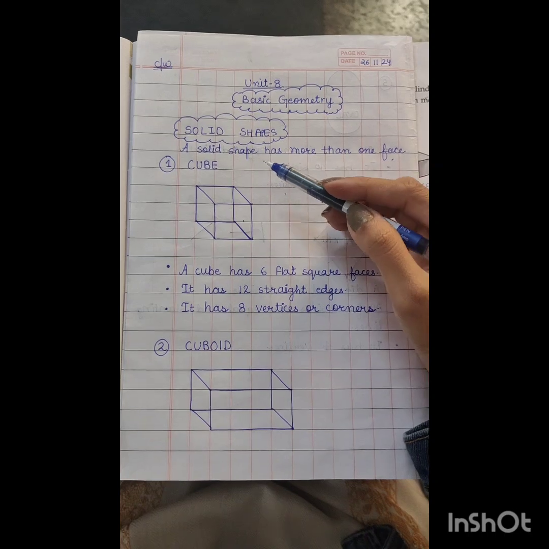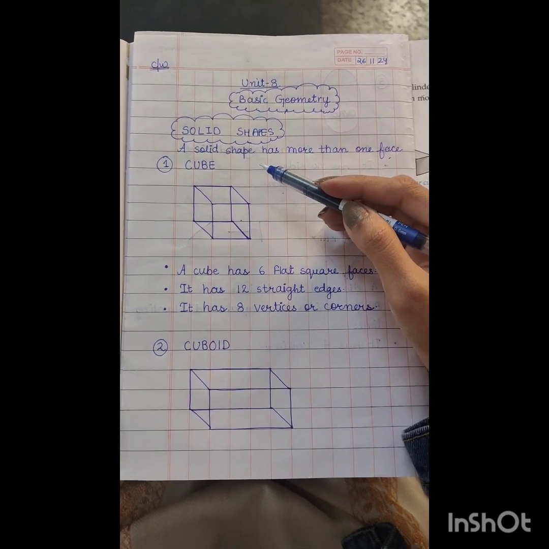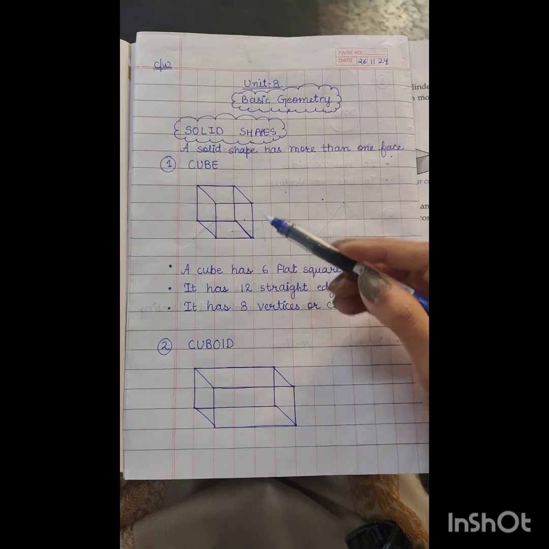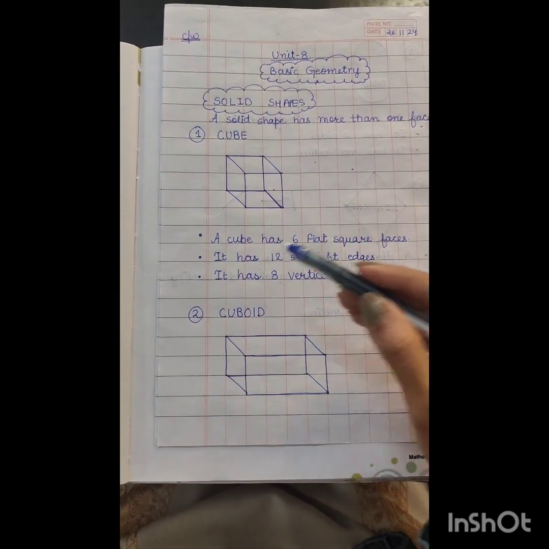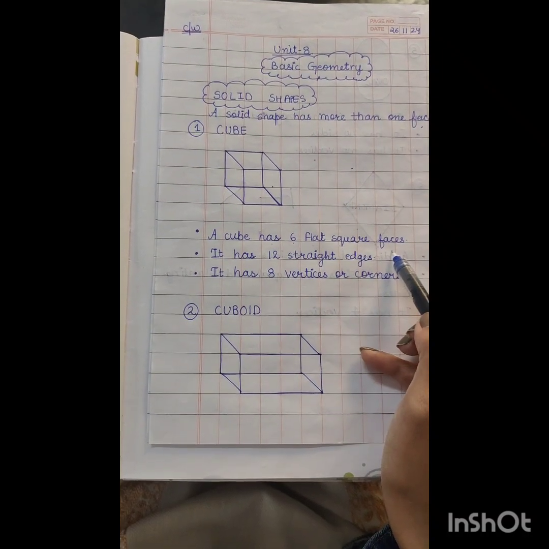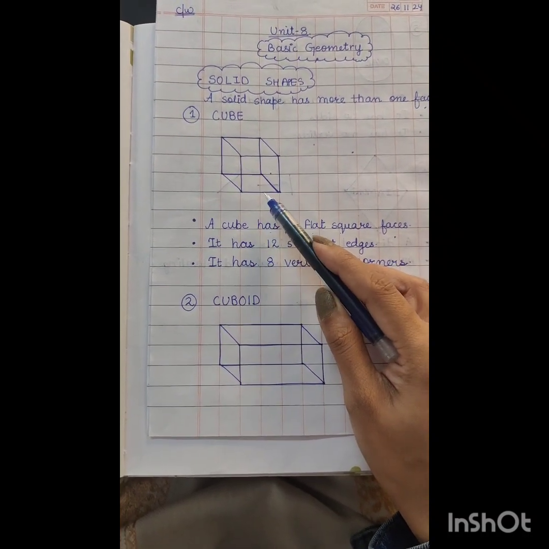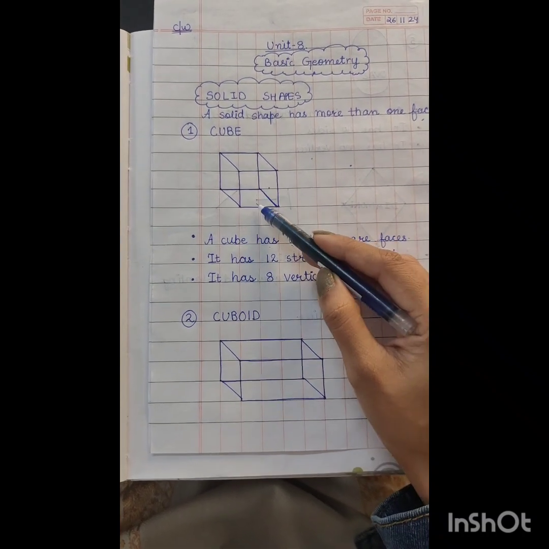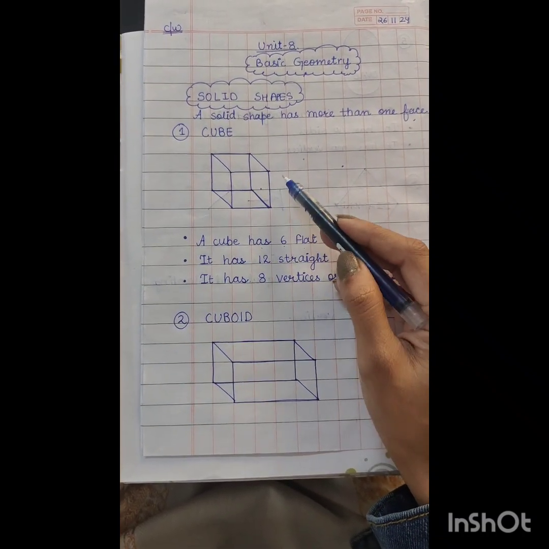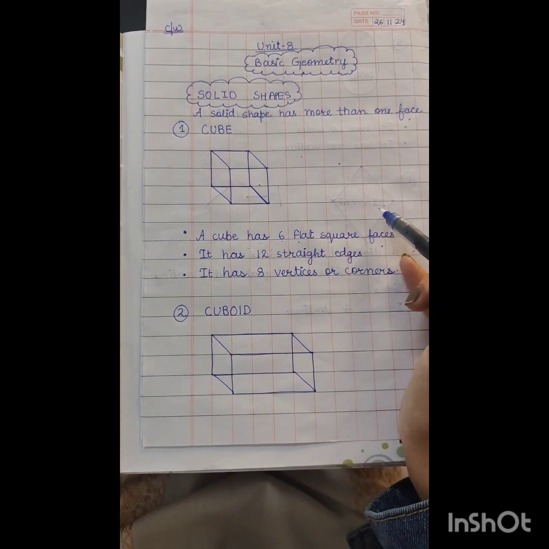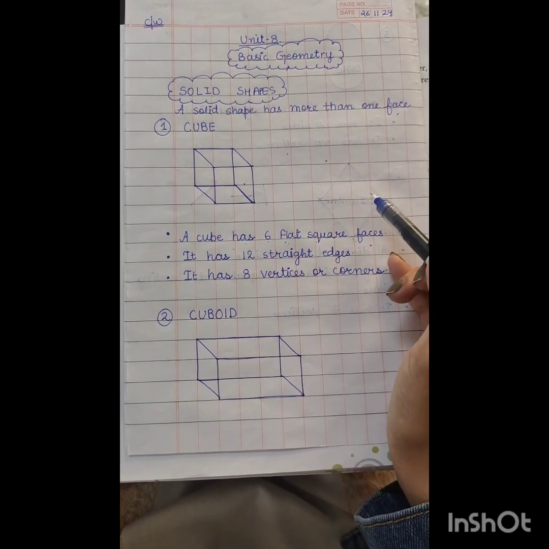Now, first solid shape is of a cube, right? This is a cube. Quickly revise the properties of cube with me. A cube has 6 flat square faces. You can see here that a cube looks like a square, right? So we can also say it is made up of multiple squares and it has 6 flat square faces, means we can see it from 6 sides.